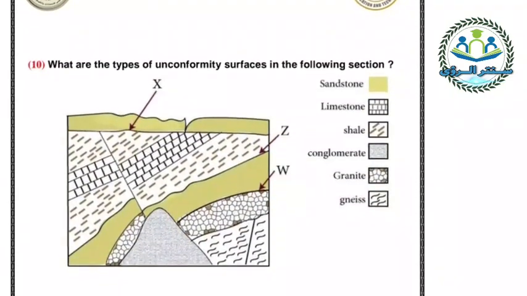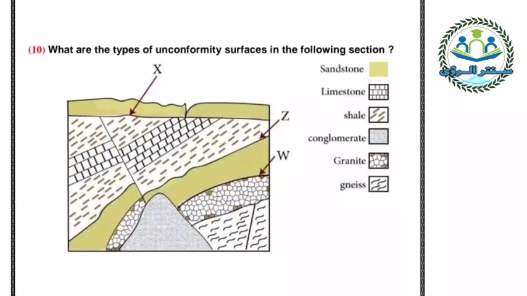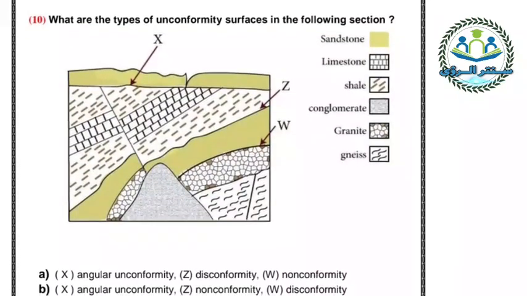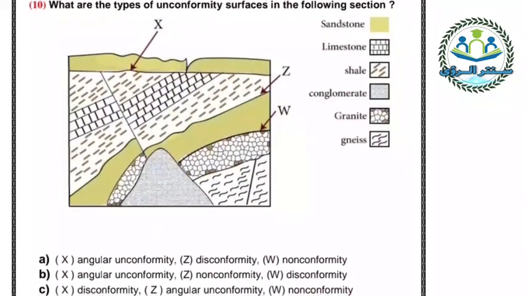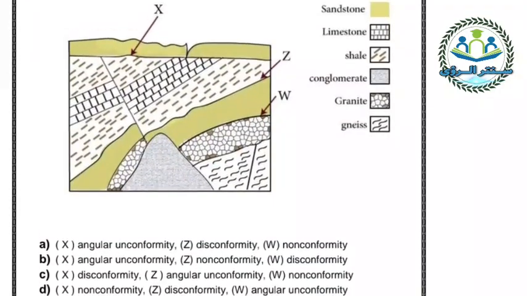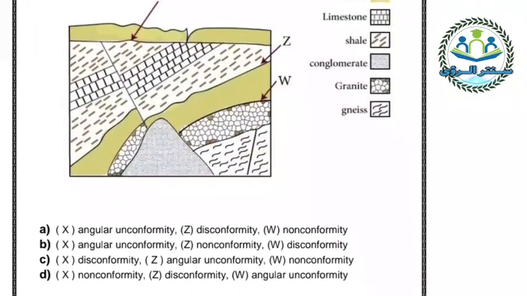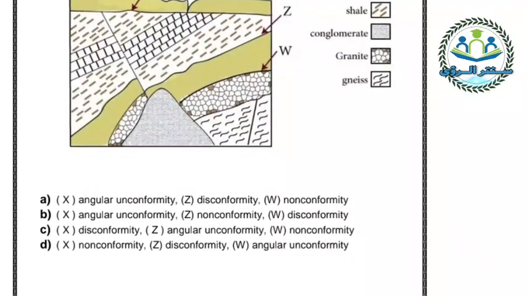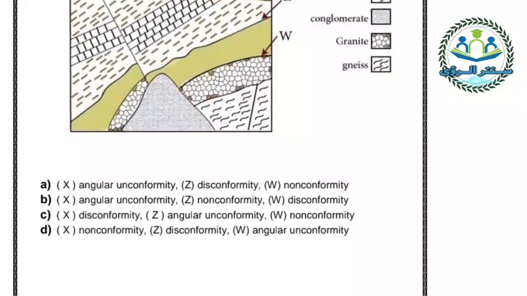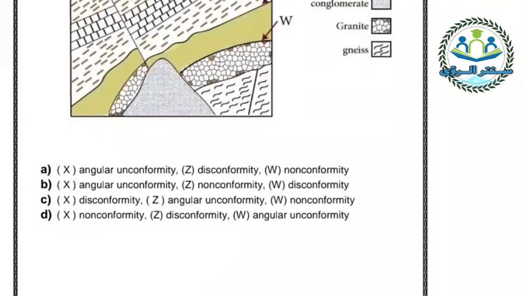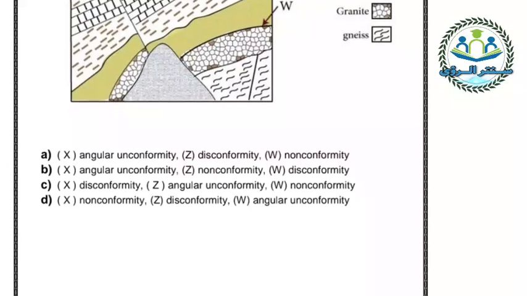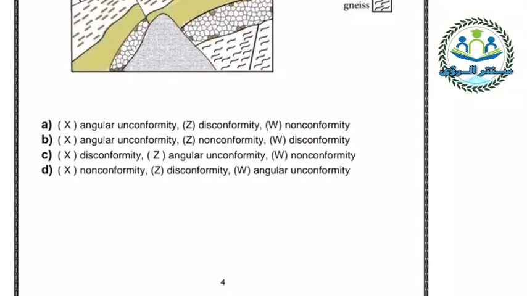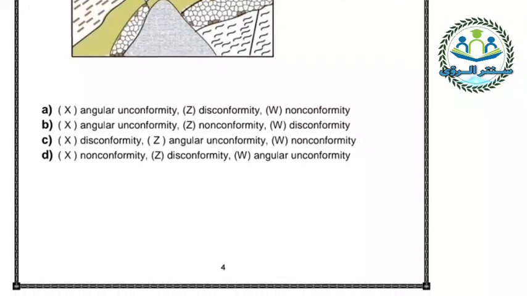10. What are the types of unconformity surfaces in the following section? A. X angular unconformity. Z disconformity. W nonconformity. B. X angular unconformity. Z nonconformity. W disconformity. C. X disconformity. Z angular unconformity. W nonconformity. D. X nonconformity. Z disconformity. W angular unconformity.